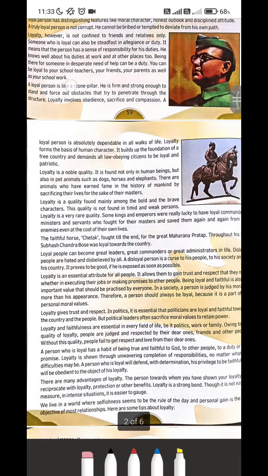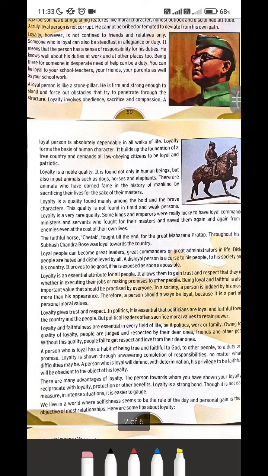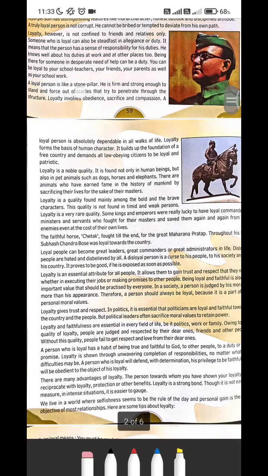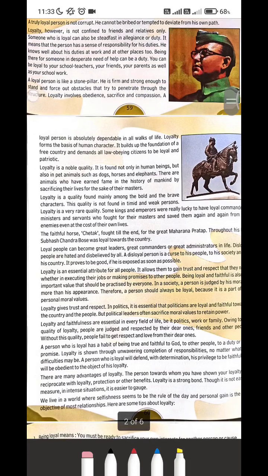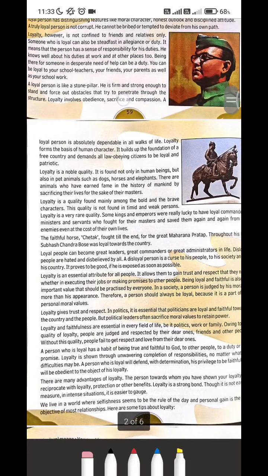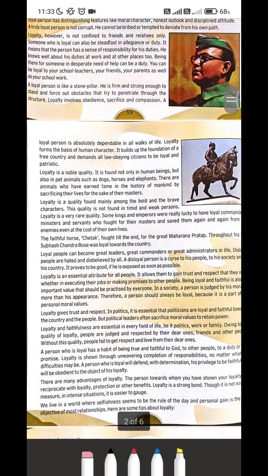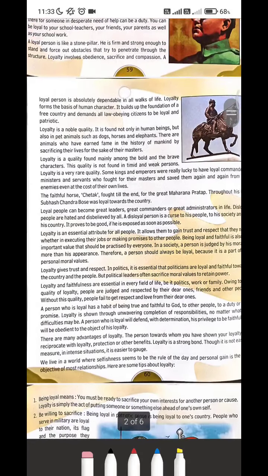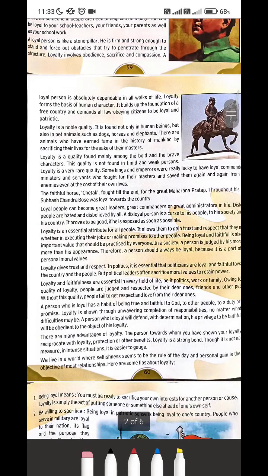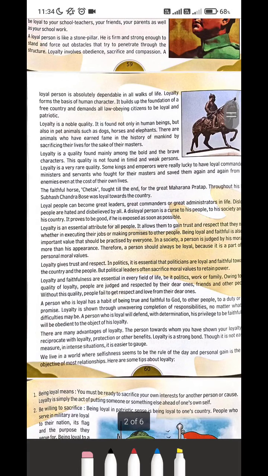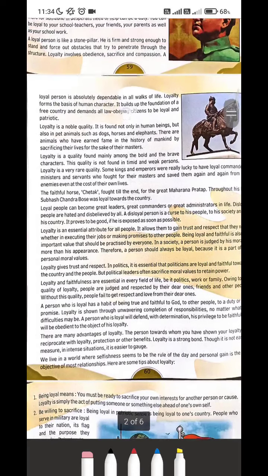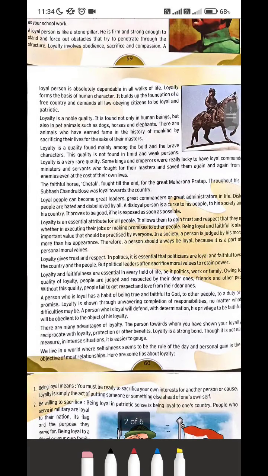A loyal person is like a stone pillar. He is firm and strong enough to stand and force out obstacles that try to penetrate through the structure. Loyalty involves obedience, sacrifice, compassion. A loyal person is absolutely dependable in all walks of life. Loyalty forms the basis of human character. It builds up the foundation of a free country and demands all law obeying citizens to be loyal and patriotic.